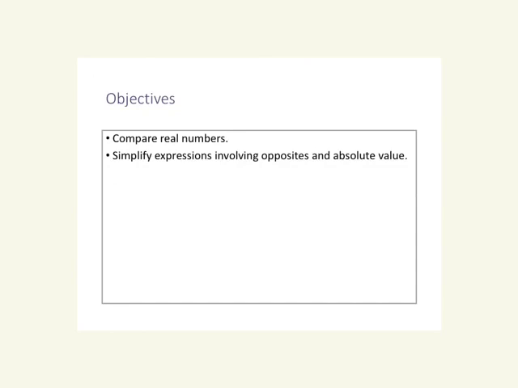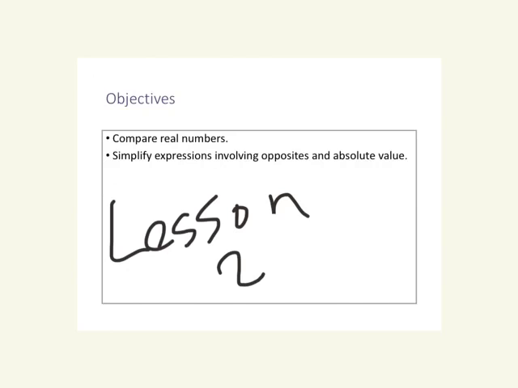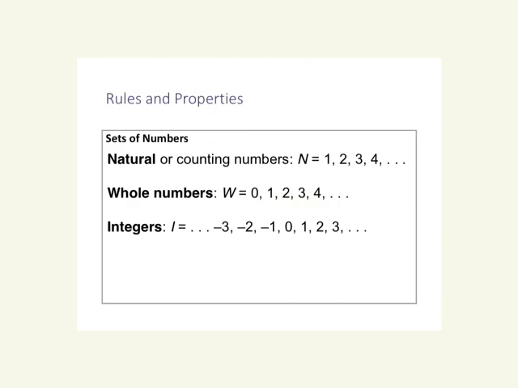First of all, our objectives, and again, you don't need to write the objectives down, but this is lesson 2.1, and so put that in the top of your notes. And we're going to be comparing real numbers, and we'll be simplifying expressions involving opposites and absolute values.